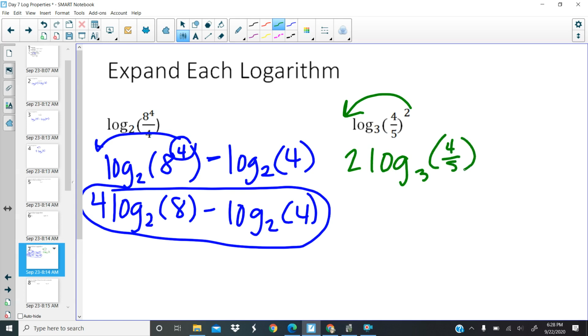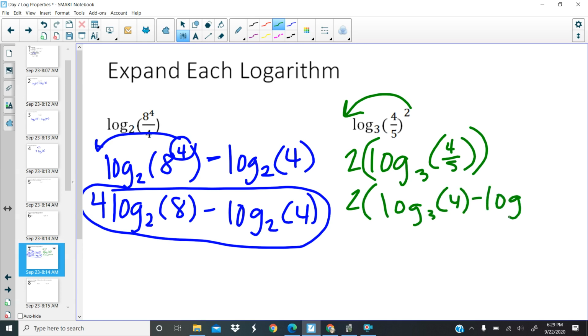of 4/5. And so then with the 4/5, that's where the quotient rule is going to come into play. So I'm going to break that down, and I'm just going to put this in parentheses for right now because I want to break down just the log base 3 of 4/5. So I'm still going to have my 2, and then I would have log base 3 of 4 minus log base 3 of 5.